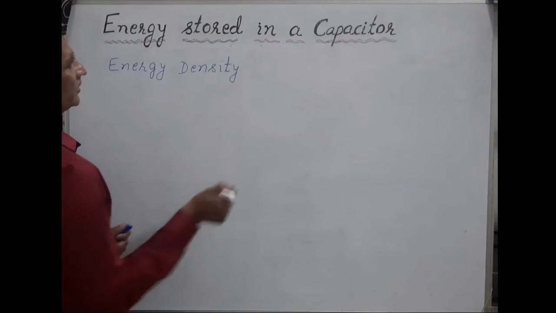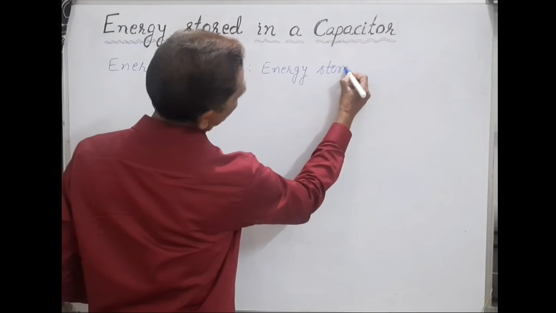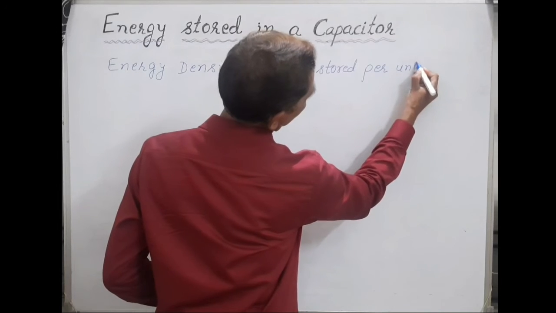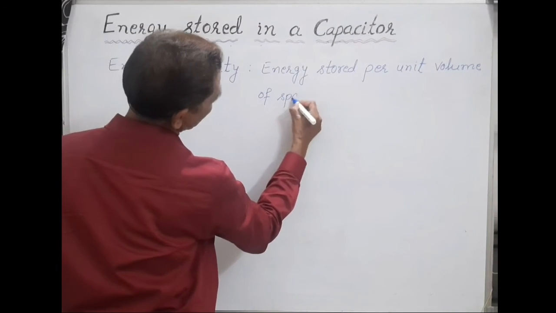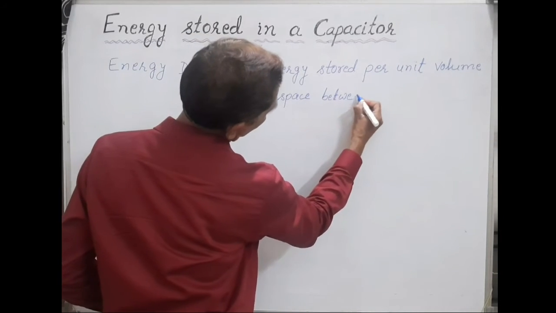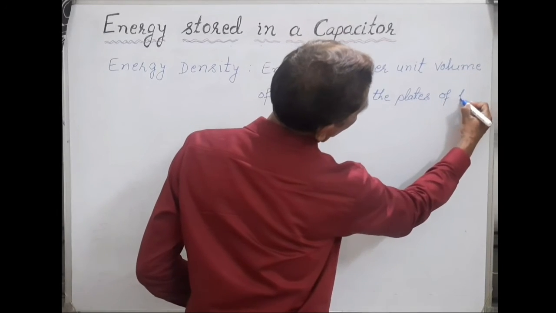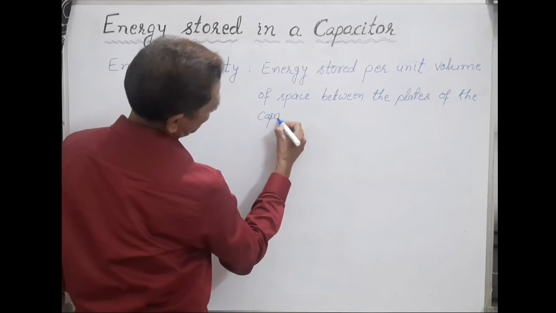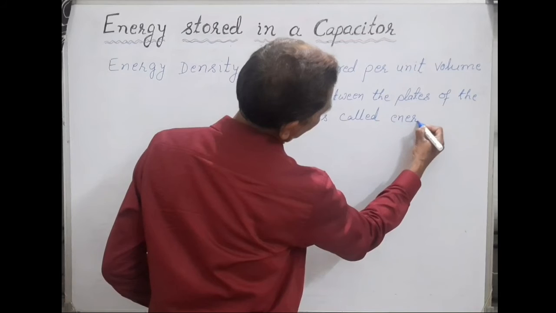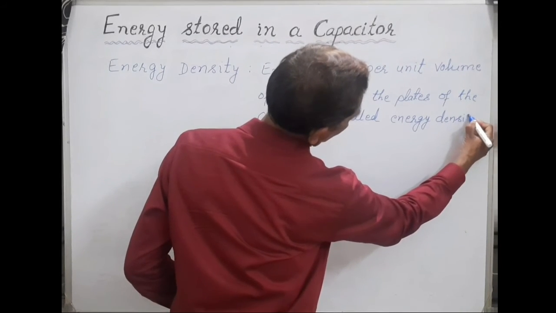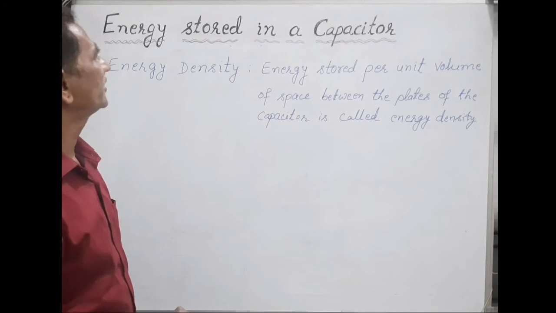Energy density. Energy stored per unit volume of space between the plates of the capacitor is called energy density.